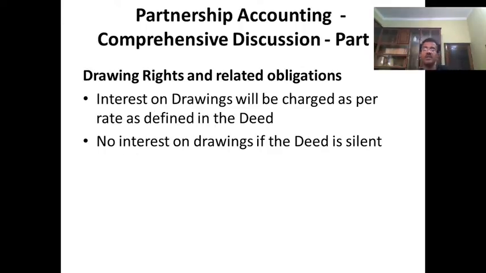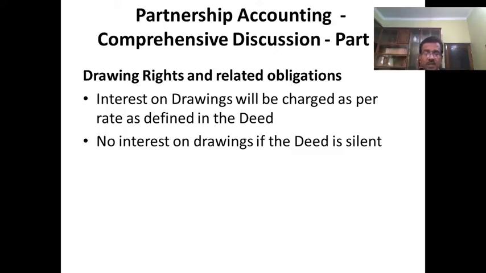Drawing rights and related obligations. Interest on drawings will be charged as per rate as defined in the deed. No interest on drawings if the deed is silent. Okay. So partners will require to draw money also sometimes. From time to time they might draw money from the firm. So whenever they are making drawings, there will be an interest element coming up. Okay. So if the partnership deed says that so much of interest on drawings should be charged, then so much should be charged on the partners.